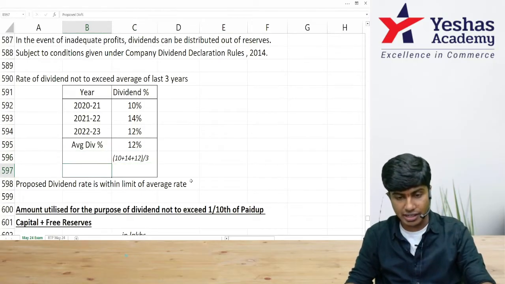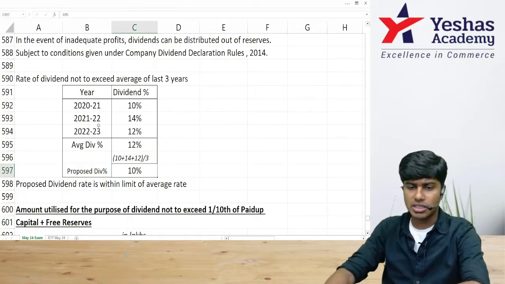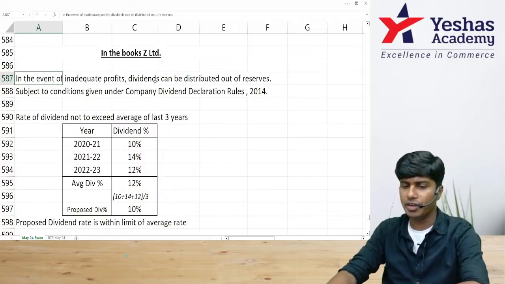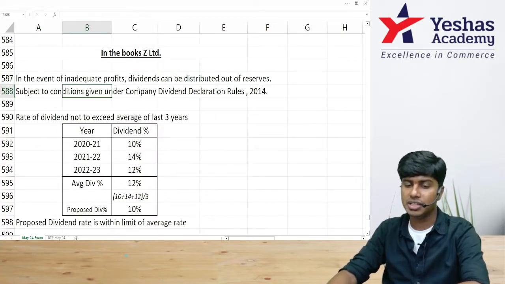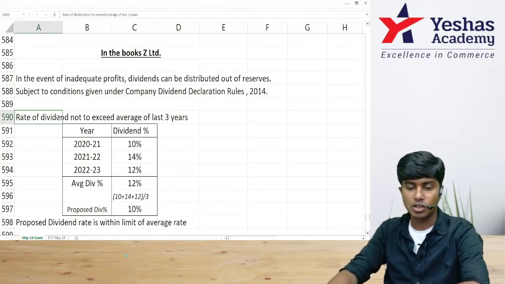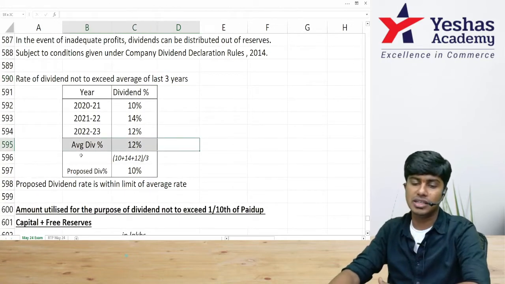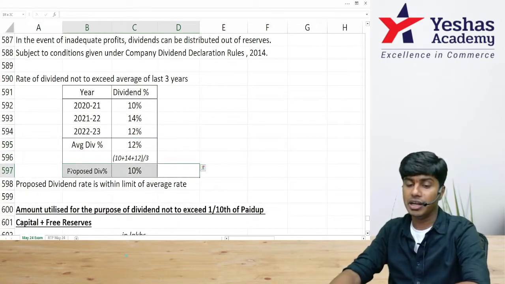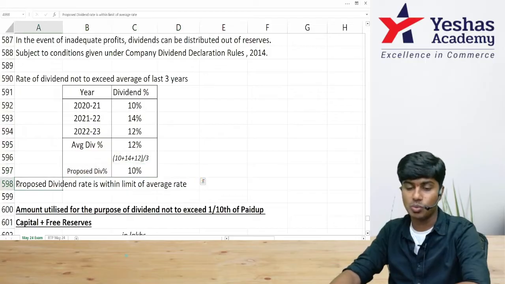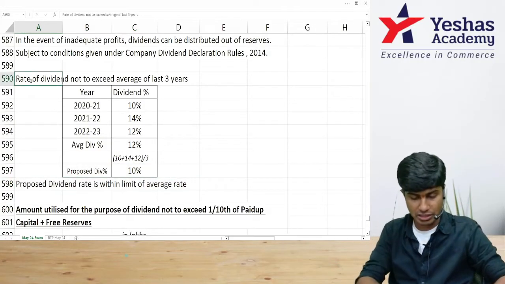What is the dividend rate that they are proposing? Is it within the limit? Yes. The rule says in the event of inadequate profits, dividends can be distributed out of reserves subject to conditions given under the Companies Declaration of Dividend Rules 2014. The rate of dividend not to exceed average of last 3 years. Average of last 3 years 12%. Dividend proposed 10%. It is within the limit. First condition fulfilled. There is no problem with the first condition.